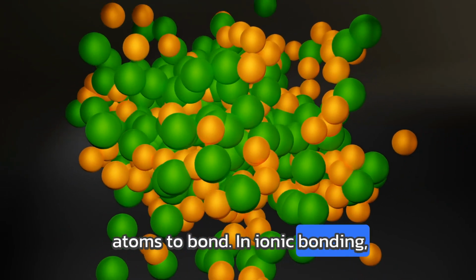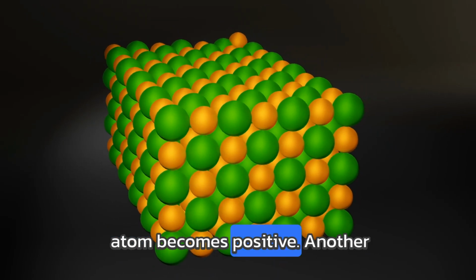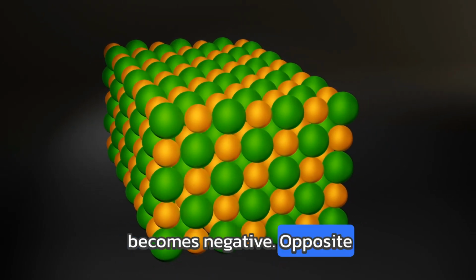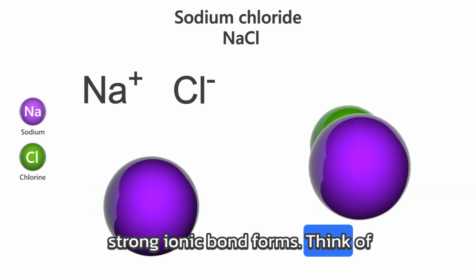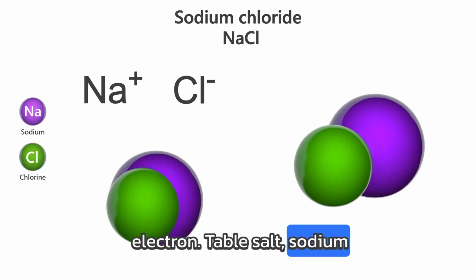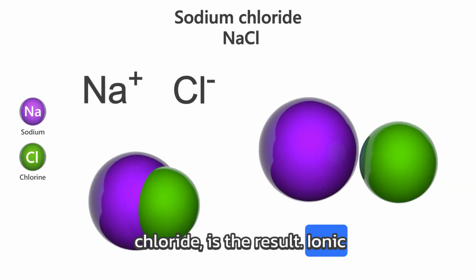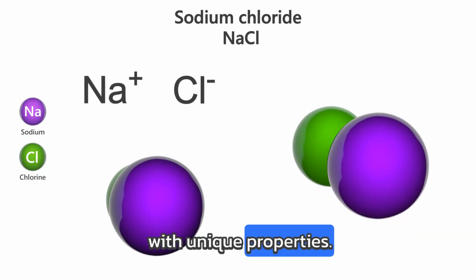In ionic bonding, atoms transfer electrons. One atom becomes positive. Another becomes negative. Opposite charges attract. A strong ionic bond forms. Think of sodium giving chlorine an electron. Table salt, sodium chloride, is the result. Ionic bonds form crystalline structures with unique properties.